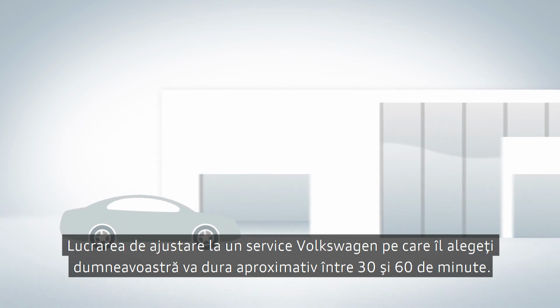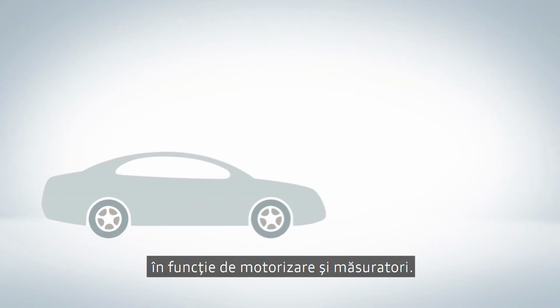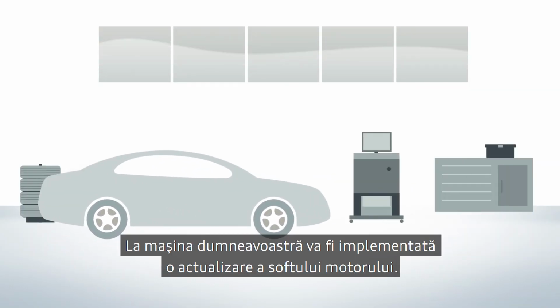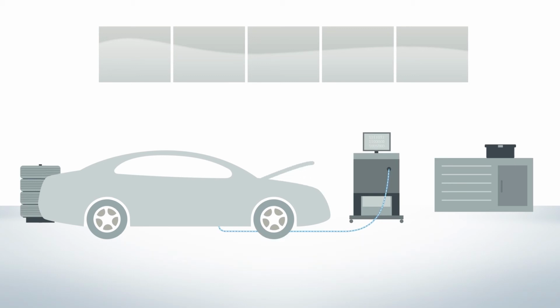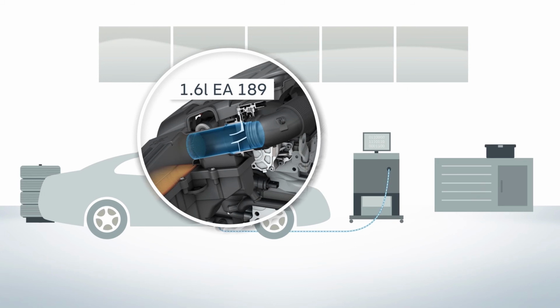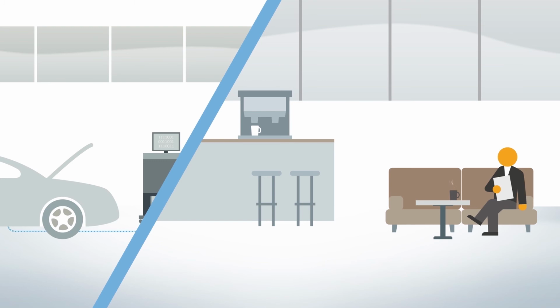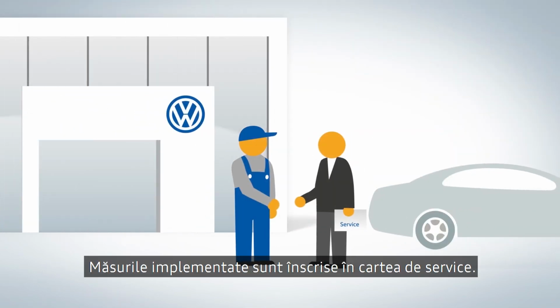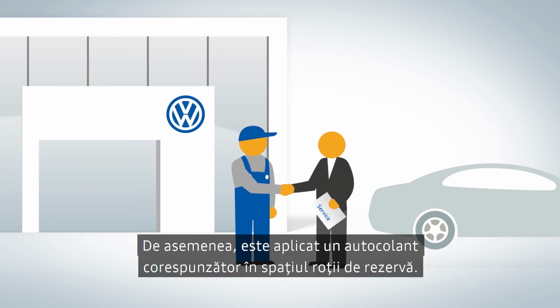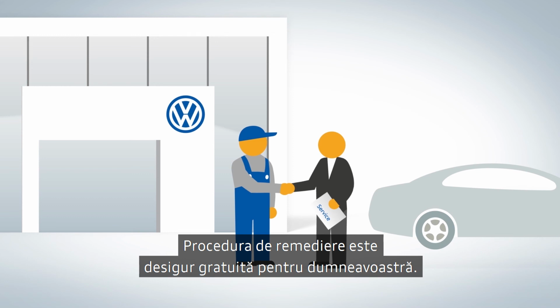The refitting in a Volkswagen workshop of your choice will take approximately between 30 and 60 minutes, depending on engine and measure. Your car will receive an update of the engine software. The 1.6-liter engine additionally gets a component, while you can enjoy a coffee in the lounge. The implemented measure is documented by making an entry in the service book and placing a sticker in the spare wheel well. This refitting is of course free of charge for you.